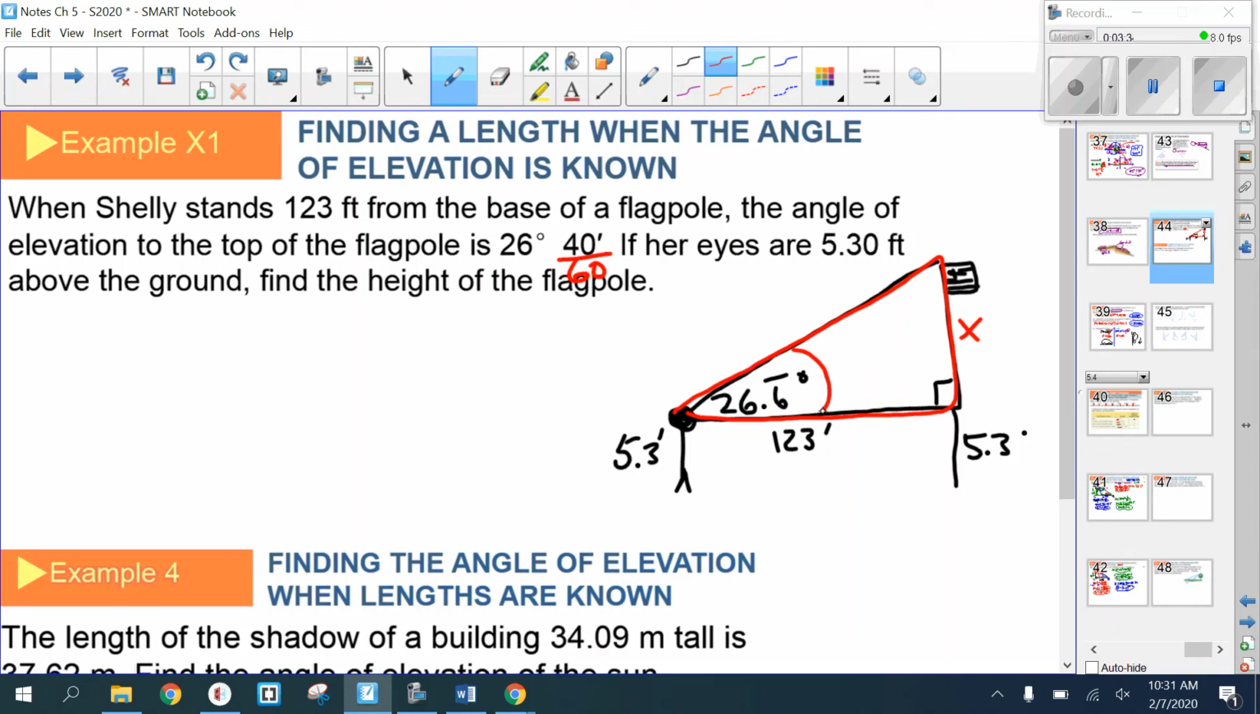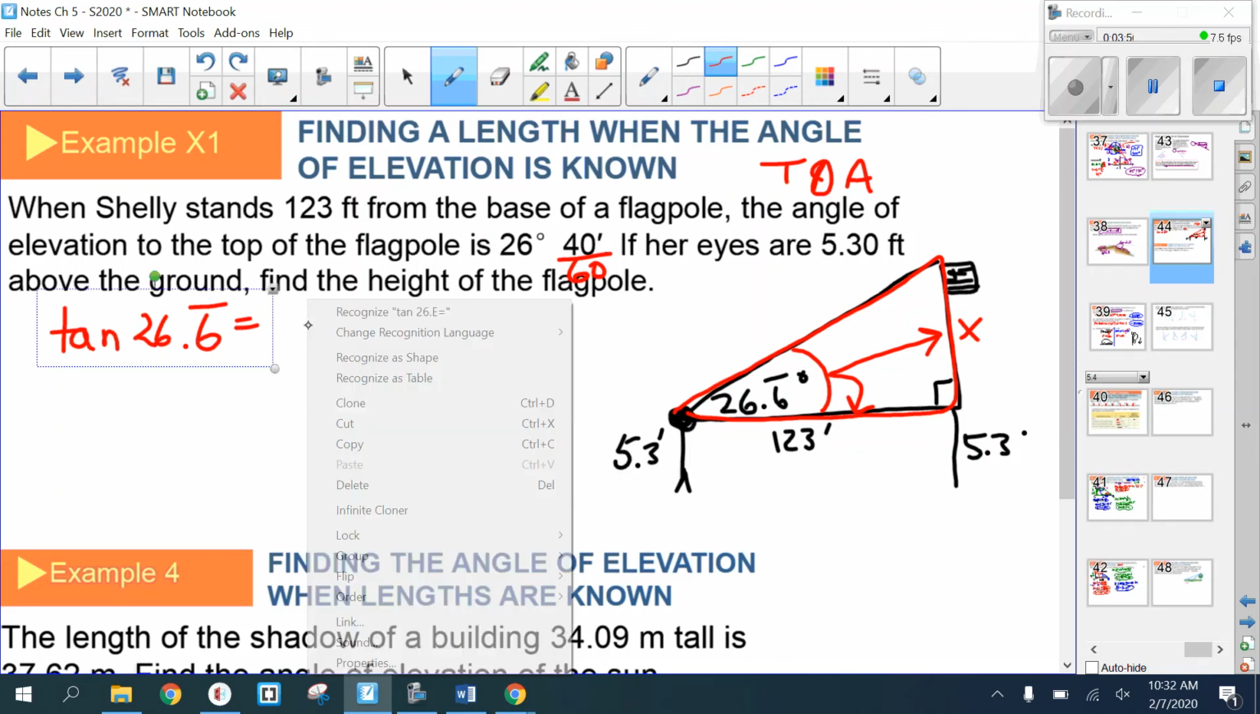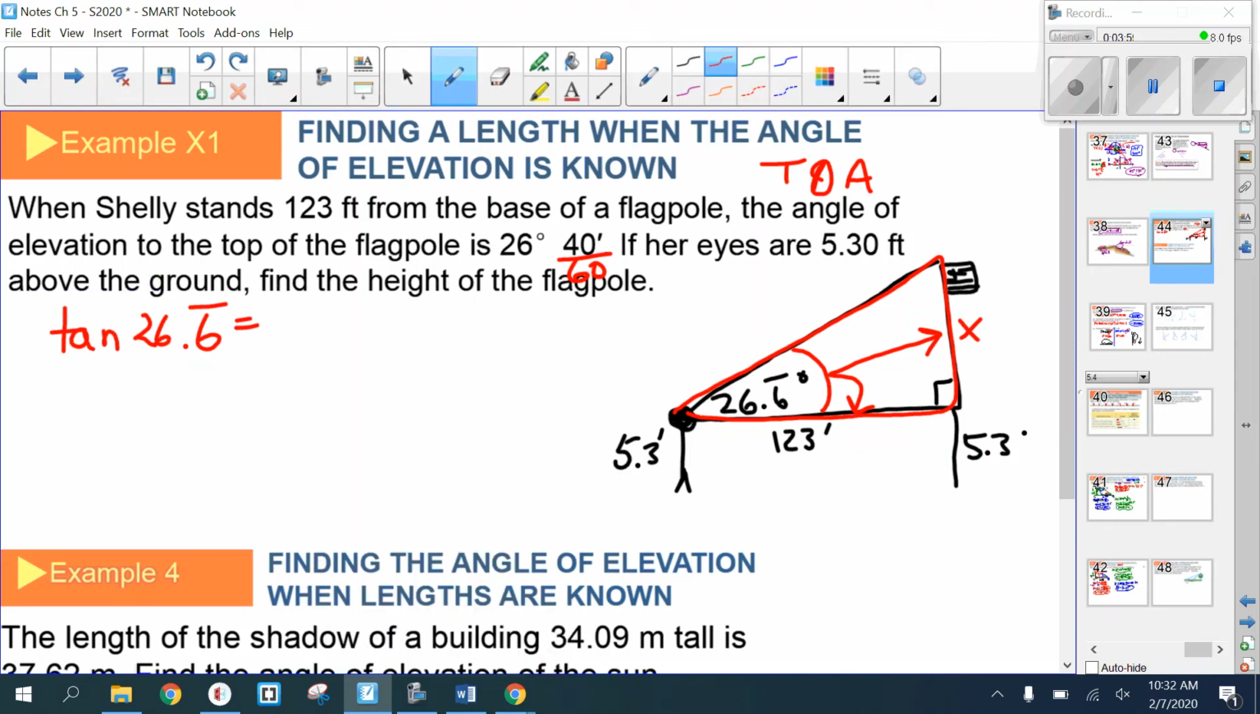We've got an angle, and if you think about SOHCAHTOA, this would be opposite, and this would be adjacent. That's going to be tangent. Tangent is opposite over adjacent. This is a tangent problem, right? I think that's hard to get without drawing that picture. So I'm going to set this problem up: tangent 26.6 repeating equals the opposite side, x, over the adjacent side, 123. When we cross multiply, x is 123 tangent 26.6 repeating degrees.